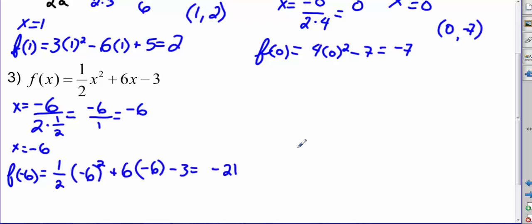All right, so I skipped ahead a little bit there, so you guys can pause it and check my work if you would like. But basically, when we plug in negative 6 for our x's, we're going to end up with negative 21, which is going to be the y value in our ordered pair, basically evaluated for our vertex. So what we do is we create that ordered pair by plugging in the axis of symmetry for our x value. So we have negative 6, negative 21 is where our vertex is going to be for number 3.